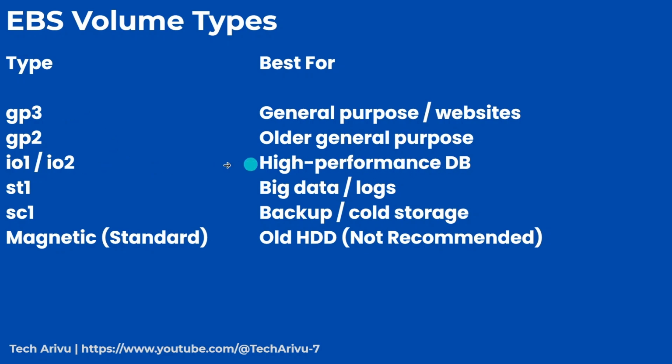These are way costlier. ST1 is used for big data and logs, and SC1 is used for backup and cold storage. And there is a volume type called magnetic, which is a standard EBS type. This is similar to an old HDD model, which is not recommended. For practice, demos, and applications, I strongly recommend GP3. It gives better performance at lower cost.